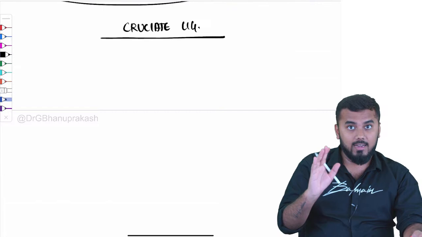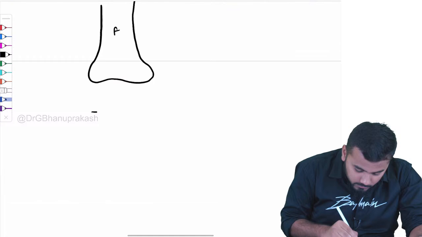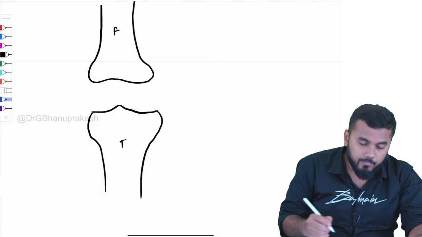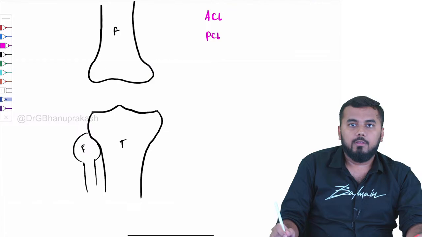Okay, so let me draw that. This is your femur bone, this is your tibia bone, this will be your fibula bone. There are two types of ligaments: one is called the anterior cruciate ligament, the other the posterior cruciate ligament. How to remember it? As LAMP, L-A-M-P, LAMP.